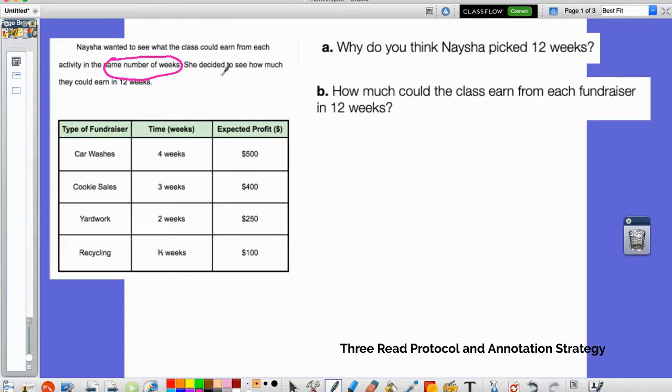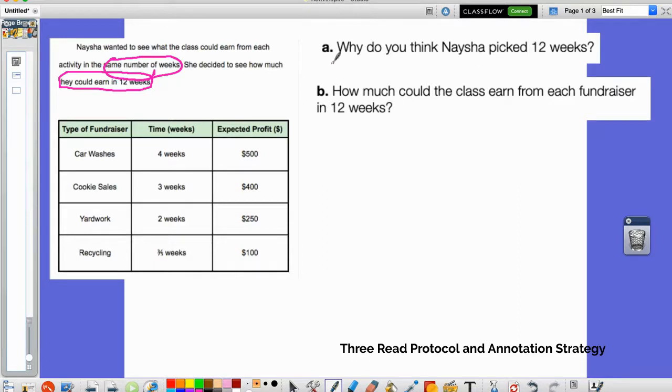Now, she decided to see how much they could earn in 12 weeks. Oh wow, okay, now this makes more sense, because what Naisha is going to do is change this, and this, so that they all have 12 weeks. Okay, so why do you think Naisha picked 12 weeks? Well, you're going to see that once you see how we actually solve this problem.